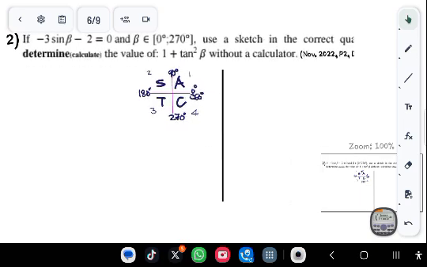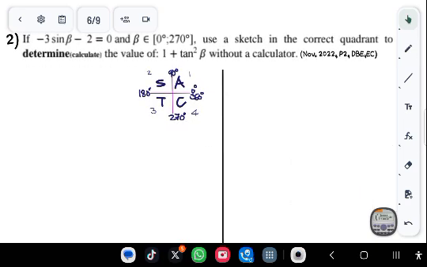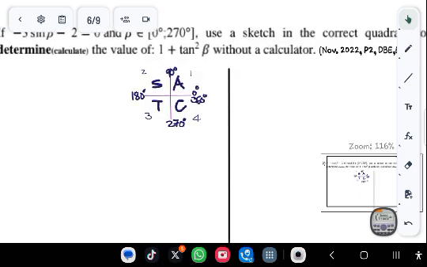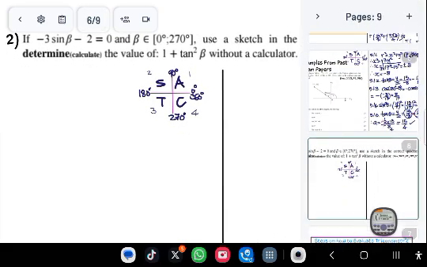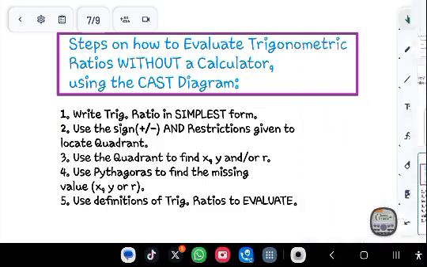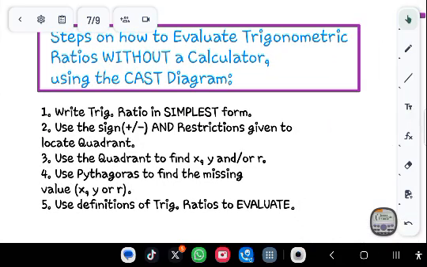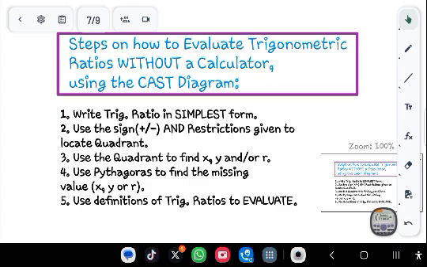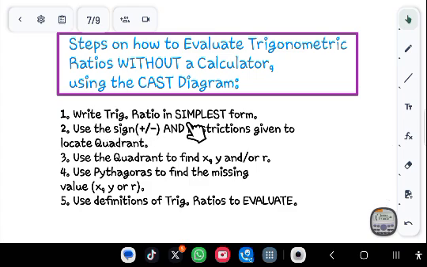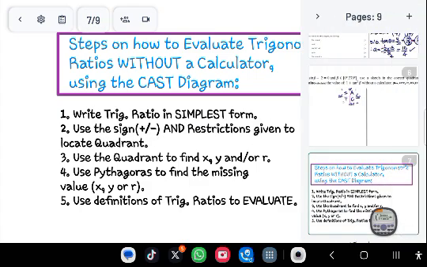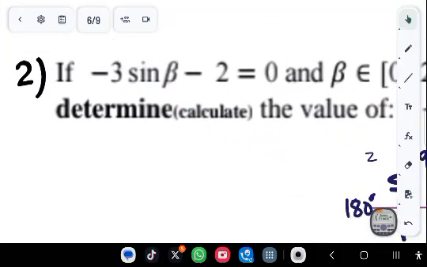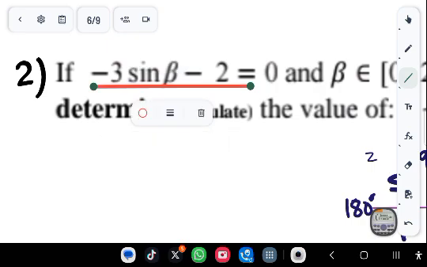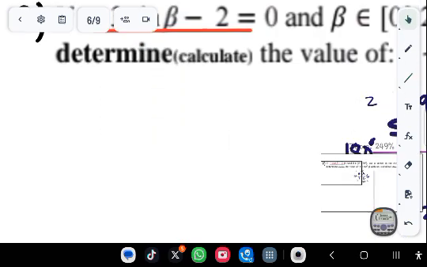Now this is how you do it. First of all, let me give you a rundown and a breakdown on the best way to go about solving questions like this. So step number 1, this is what you do. Steps on how to evaluate trigonometric ratios without a calculator using the cast diagram. So number 1, you write the trigonometric ratio in its simplest form. Let's use the instructions. So we write the trigonometric ratio. Which trigonometric ratio? This one. This is the trigonometric ratio that we are given as part of the question, and we need to use it.